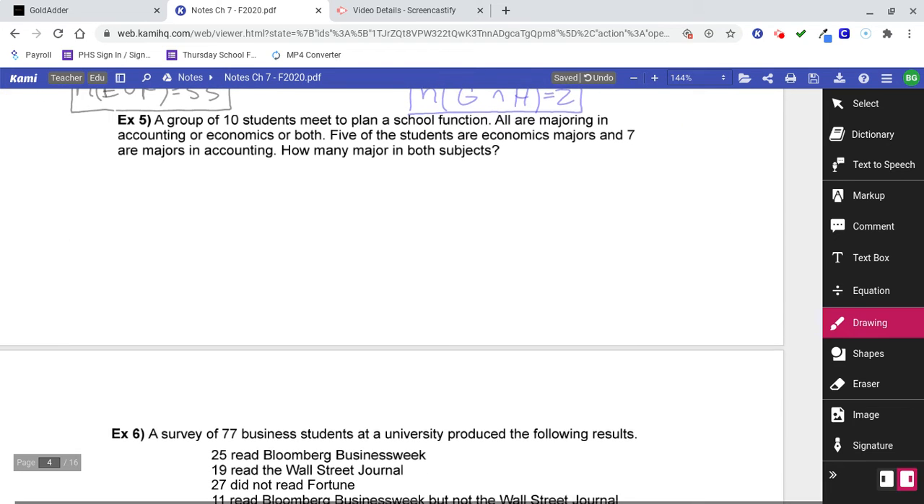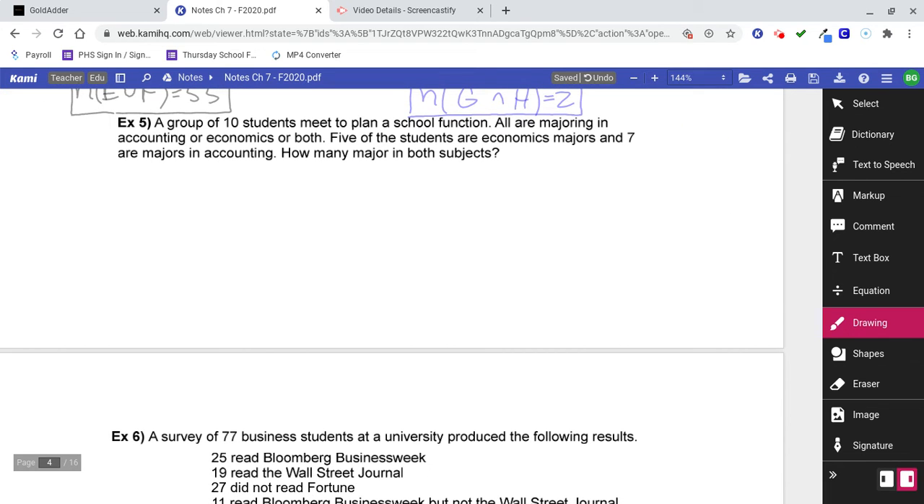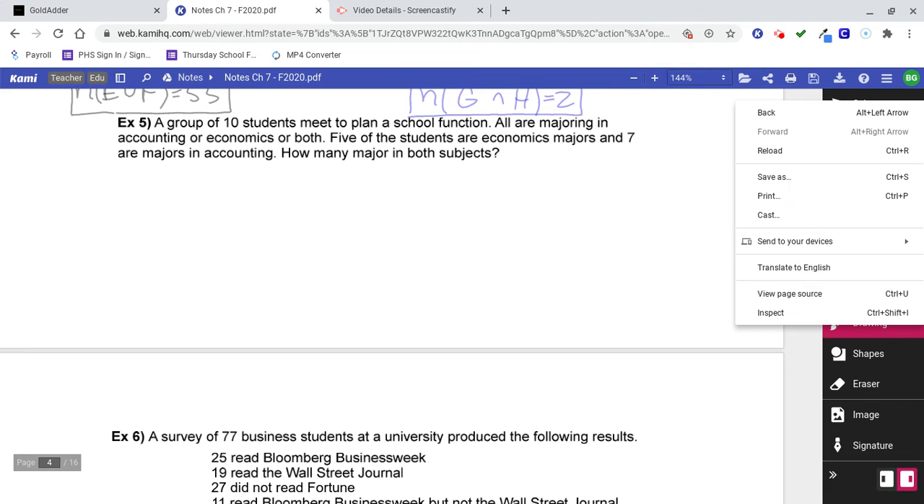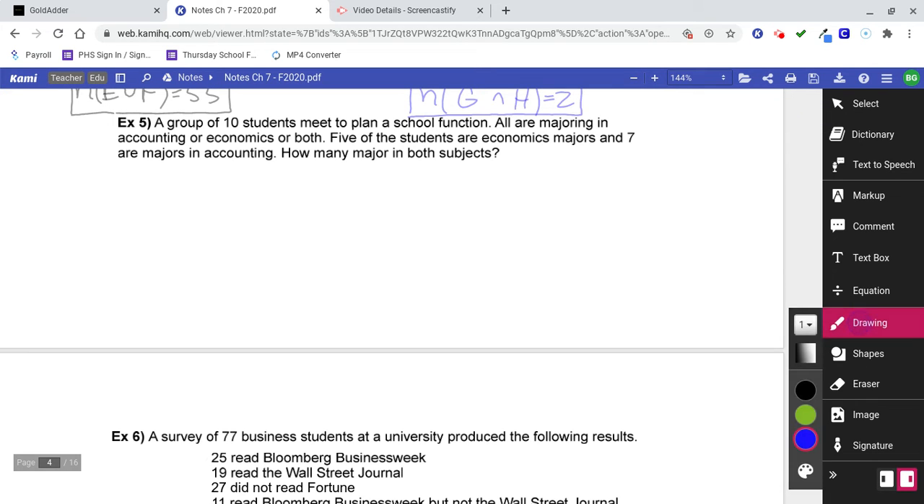Number 5. A group of 10 students meet to plan the school function. All are majoring in accounting or econ or both. 5 of the students are econ majors and 7 major in accounting. How many major in both subjects? Okay, so we can go through and kind of just identify what they've given us in this problem. I'm going to skip the 10. That's probably the hardest one to recognize.